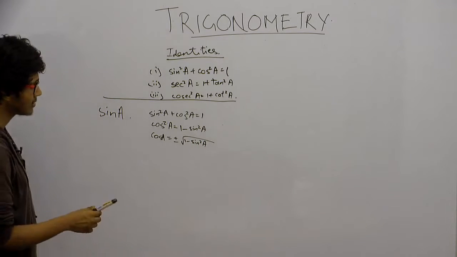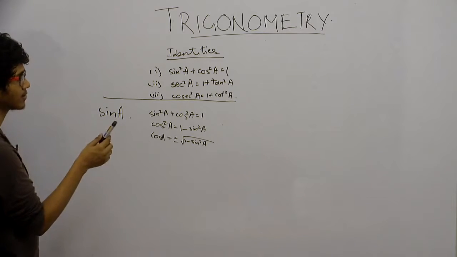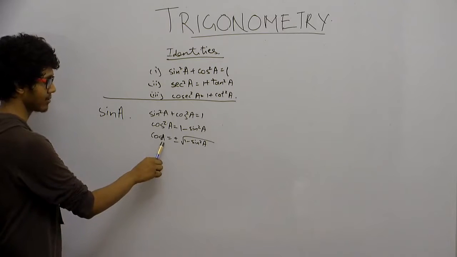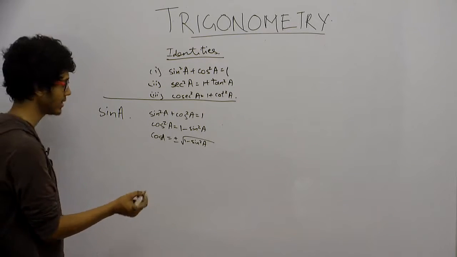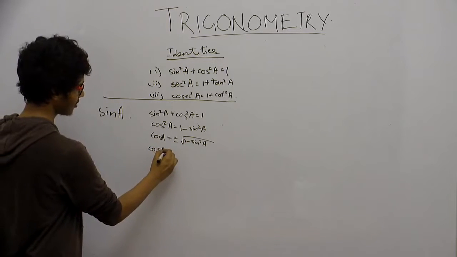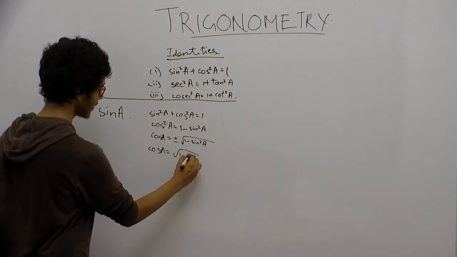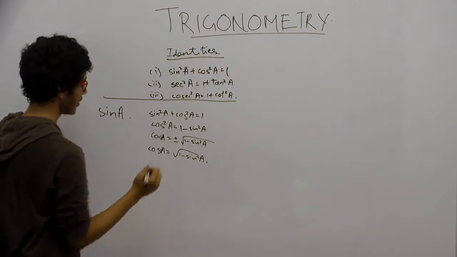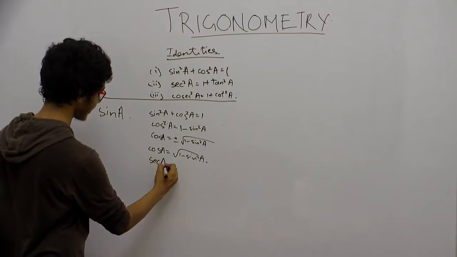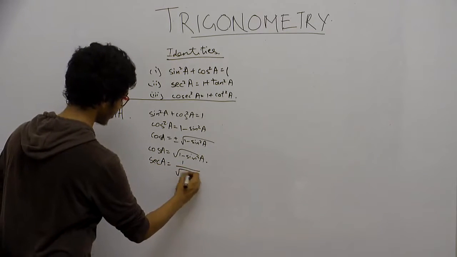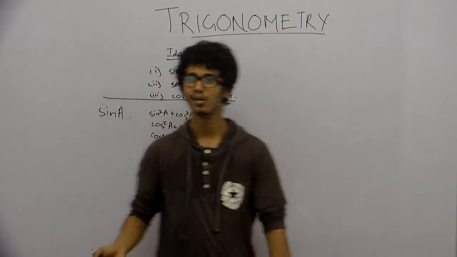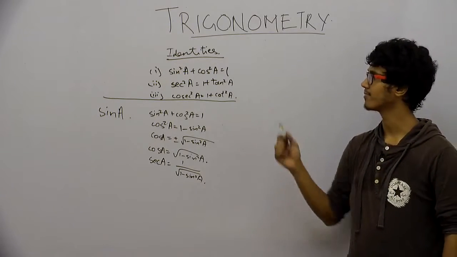This plus or minus sign depends on the angle, but since we are talking about right angle acute triangles, we assume that A is always going to be above 0 and below 90. So we eliminate the negative sign, we are going to take the positive. We get cos A equals root over 1 minus sine square A. Okay. Now sec A is 1 by cos A, so we get sec A equals 1 by root over 1 minus sine square A. Now cosec A is of course 1 by sine A.